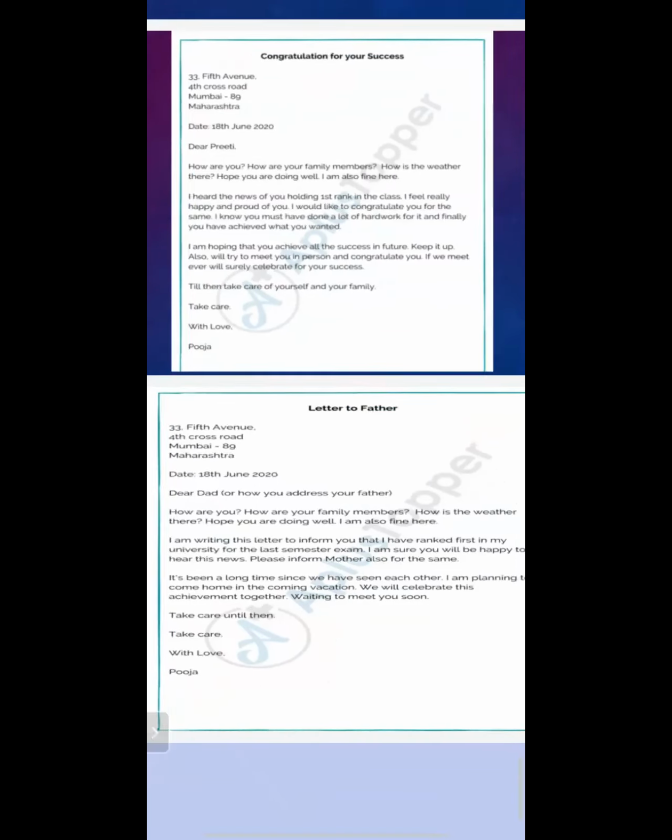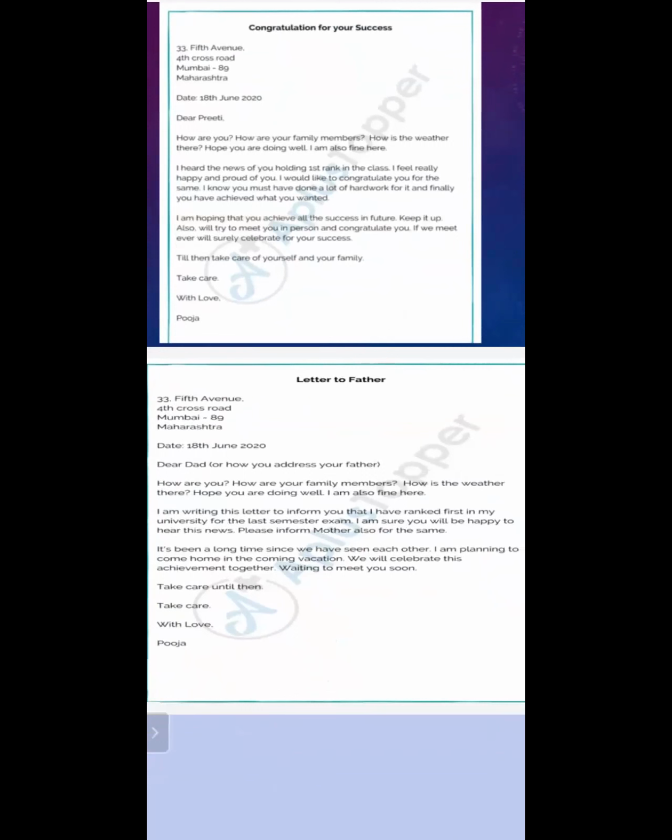And the last format we will see, the letter to father. 33 5th Avenue, 4th Cross Road, Mumbai, 89, Maharashtra. Again, the address is written, then the date, 18th June 2020. Then, Dear Dad, or Dear Father, Dear Papa, how are you? Hope you are doing well.